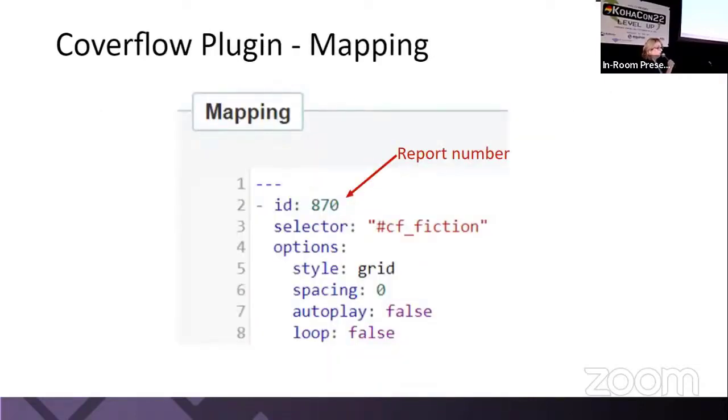So then the next part you'll go into with the plugin is the mapping. And the first part is that report number. So number 870, the ID is going to be the report number. So that's what ties your report into your Coverflow mapping in order to make it work. The selector is the name, and I think it can be anything, whatever you'd like to call it.